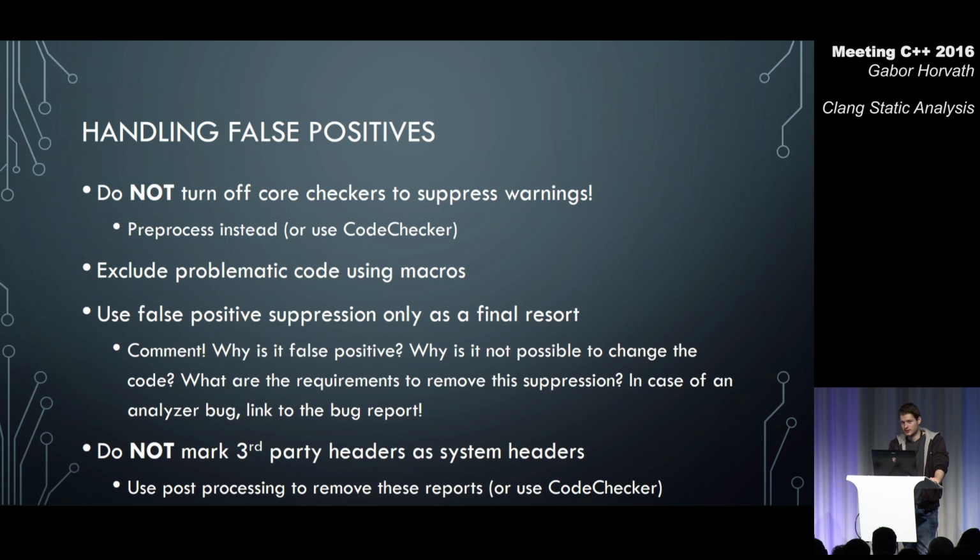but in each case we mark something as false positive, we need to be very pedantic. We need to comment, why is it a false positive? Why is it not possible to change the code so that it is easier to understand? What are the requirements to remove this suppression? Is it something that I need to change in the code, or is it a bug in the analyzer? It might be good to add a link to the bug report in the static analyzer, so we can know when we can remove this suppression.